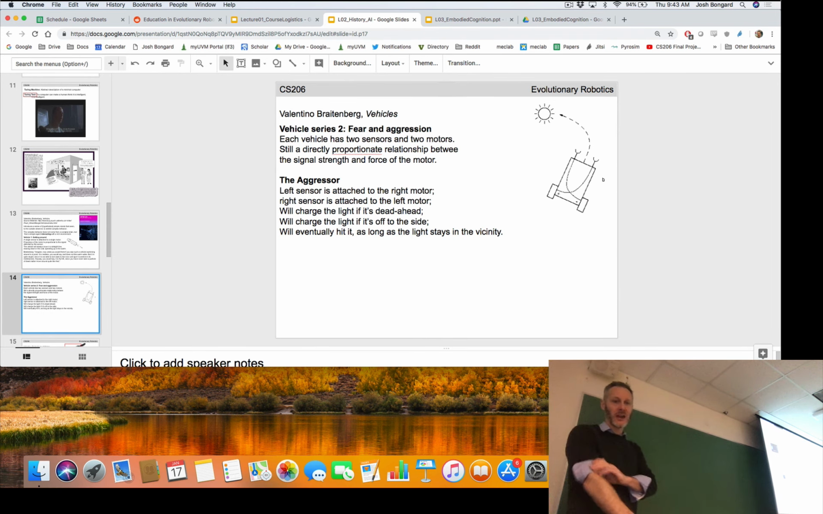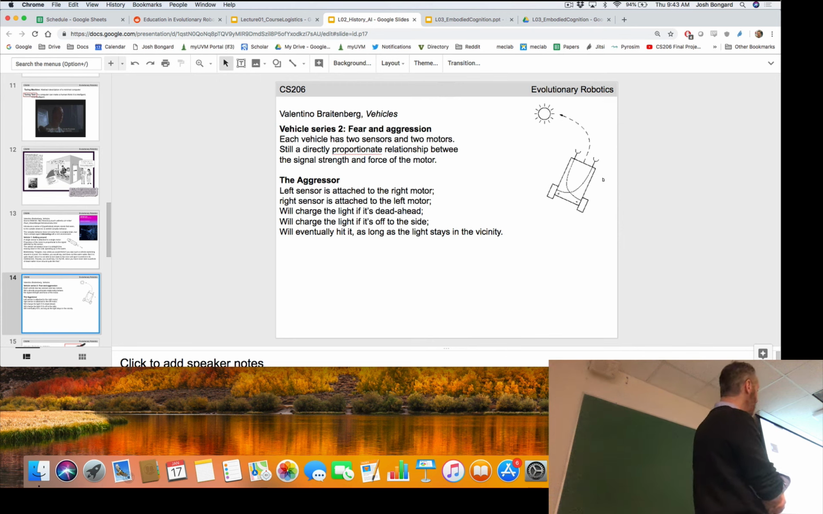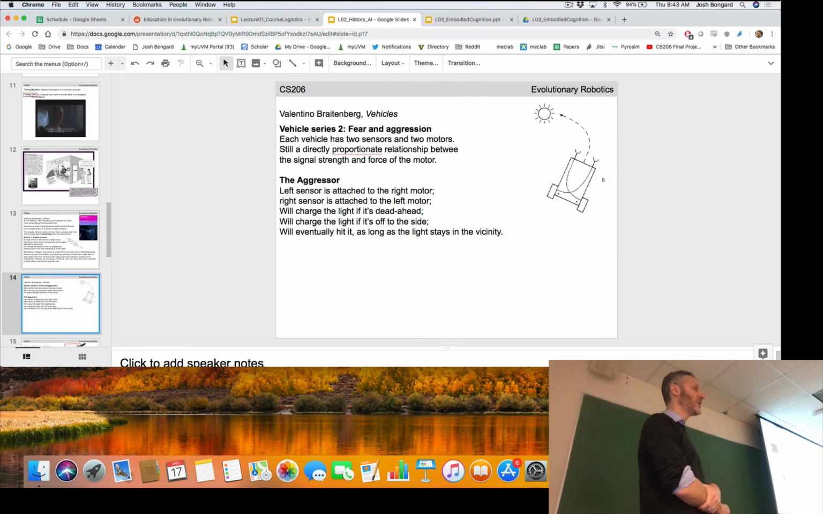And in Chapter 2, we have two different robots, 2A and 2B. This is Vehicle 2A, the aggressor. In this case, we're back on land now. We have our robot in the far right, and we have a light source here. Let's imagine that light source is a flashlight, and we're going to come at this vehicle from the front left. A few minutes ago, I just showed you a Lego robot, which is exactly Vehicle 2A.